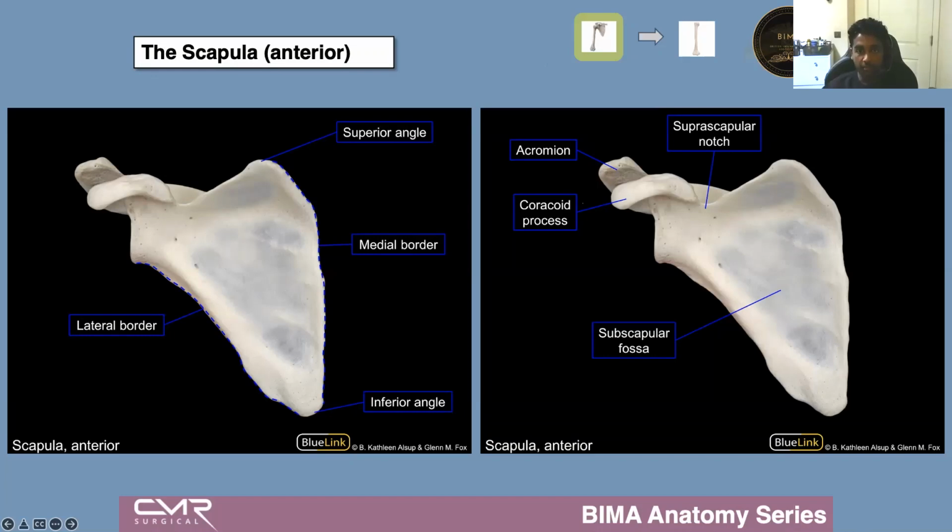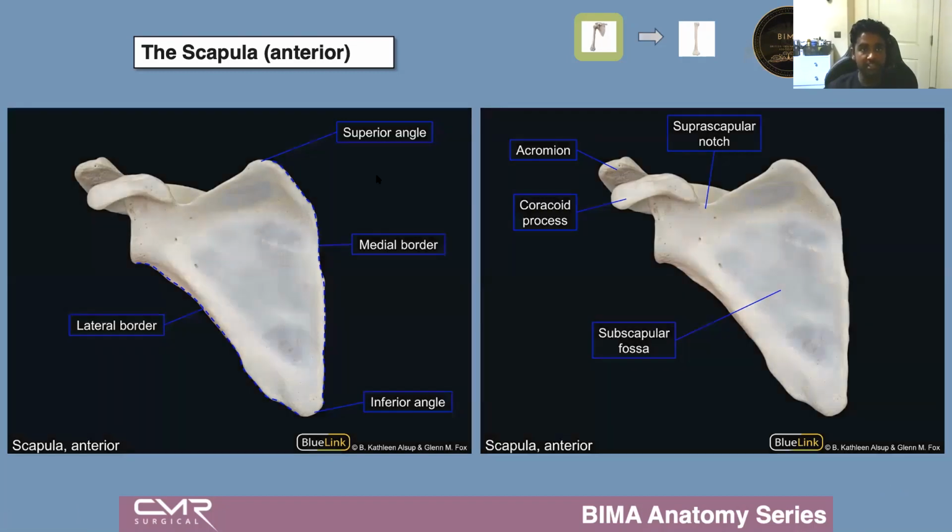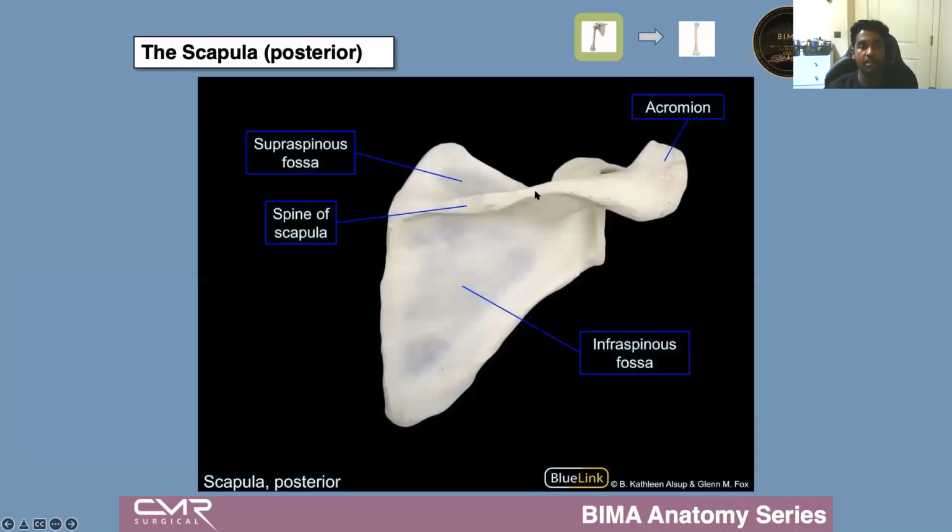So moving on to the next part, if we look at the scapula posteriorly now, the first landmark that you want to look at is the spine of the scapula.